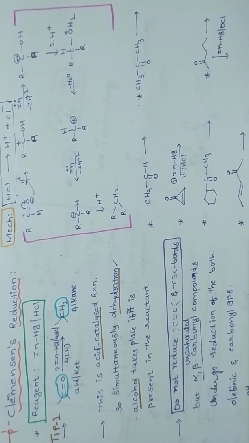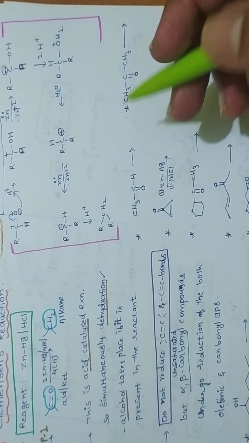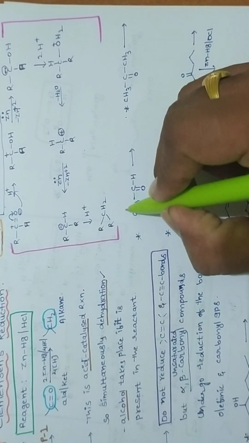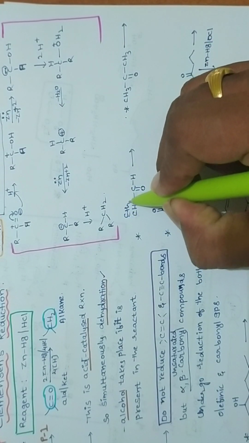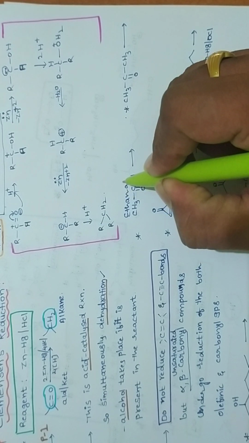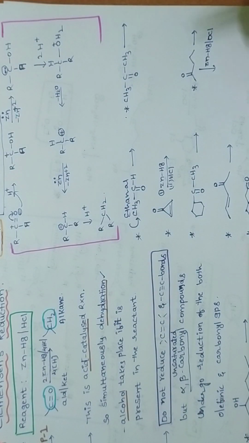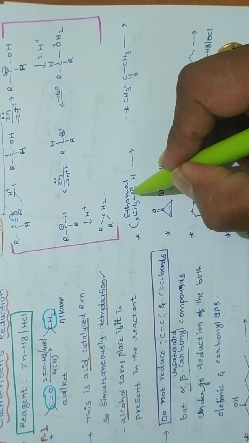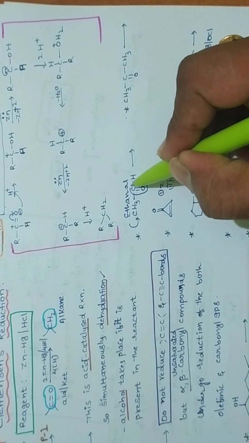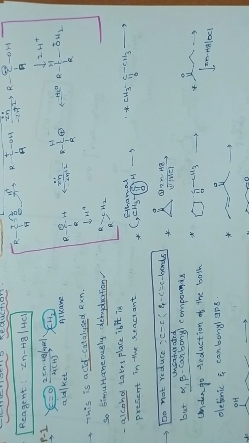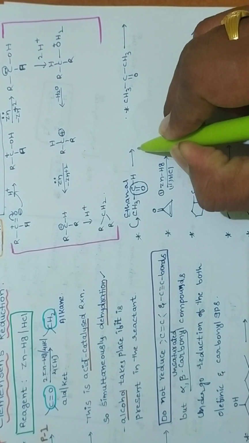See now, this example. The given compound name is called ethanal. Now here what group is there? The CO group is there. We just convert the CO group into a CH2 group, then we are going to get the answer.